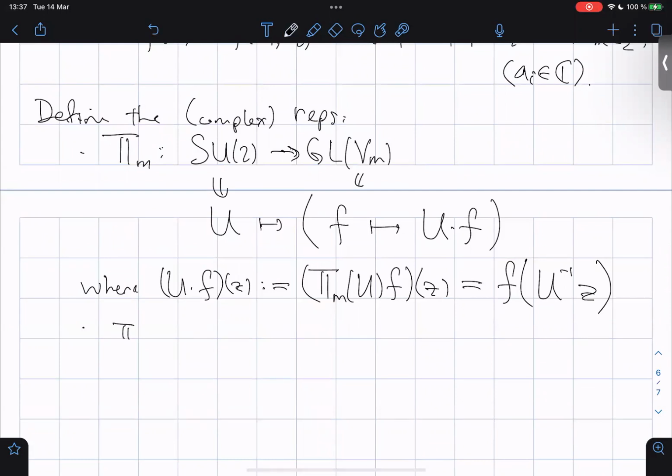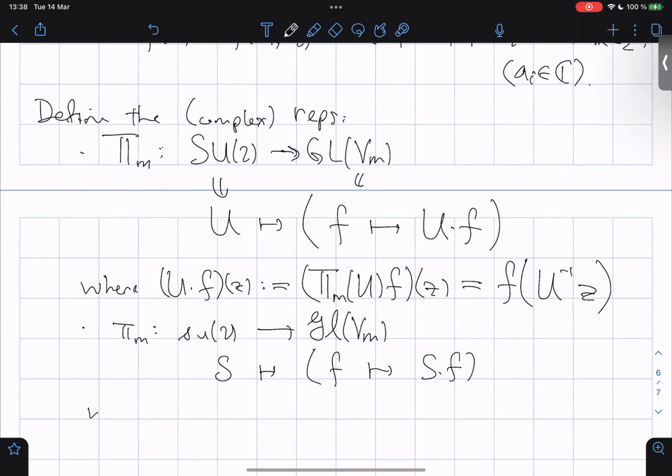Similarly, let's go to the infinitesimal level. So here is, let's call it an S, and what does this mean? It's getting horrible. So S dot F, little pi m. I have to define what this means.